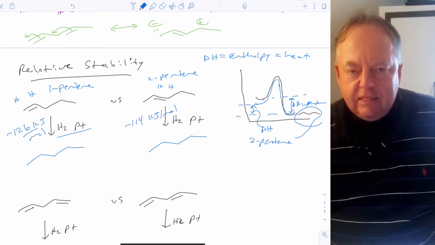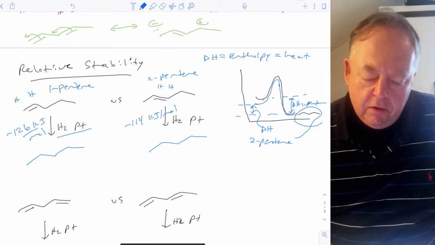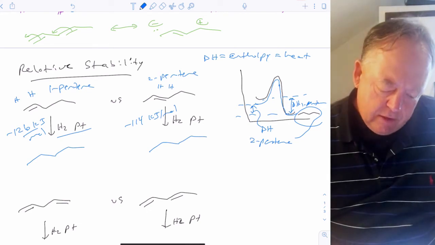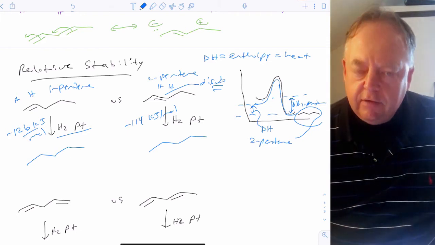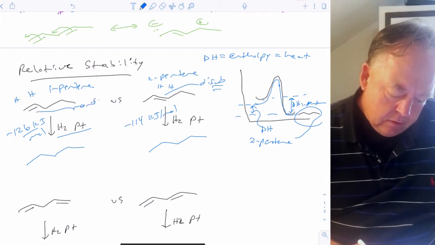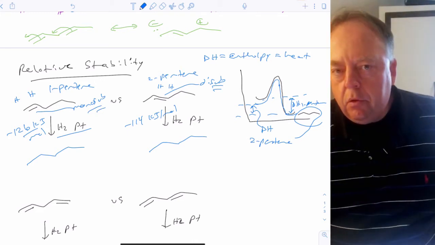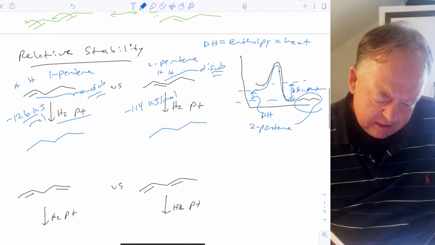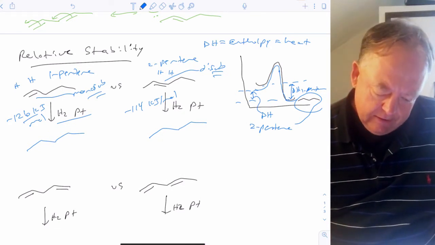So if it gives off less heat, then it must have been more stable to begin with. So of course, you know it's more stable. Why is it more stable? Because this is a disubstituted alkene, if you remember the stabilities of alkenes from organic 1, and this is a monosubstituted. And of course disubstituted alkenes are more stable than monosubstituted alkenes, in this case by 12 kilojoules per mole.